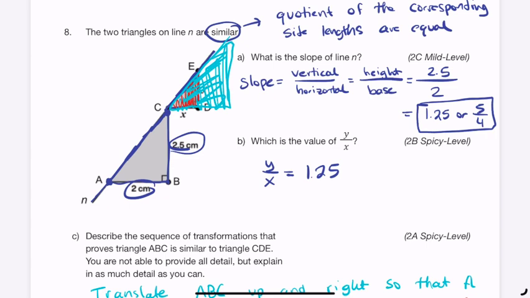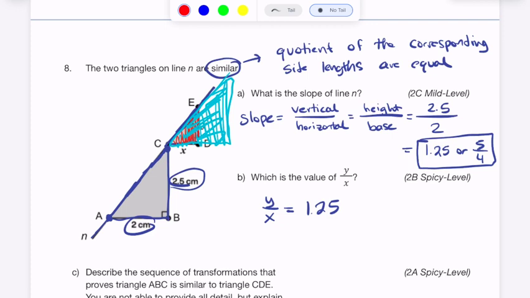It doesn't matter because all the triangles that you're going to create by doing that will be similar to each other. And in similar triangles, the quotient of the corresponding side lengths are equal. So when you take the vertical divided by the horizontal, or the height divided by the base, you're going to get the same thing no matter what, right? And that's sort of like what this y divided by x is saying. We don't know what those are, but we do know that no matter what, you're going to get 1.25 when you divide them. Okay, so that's the answer.